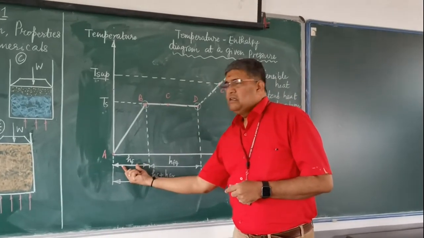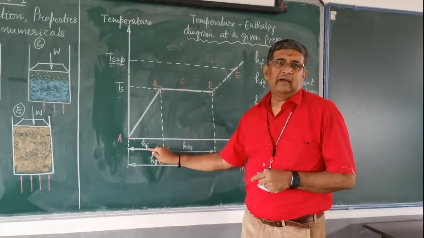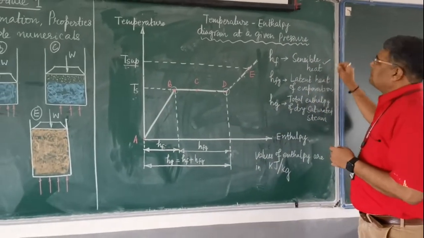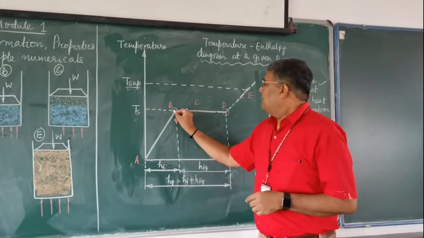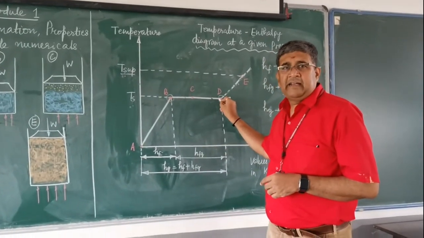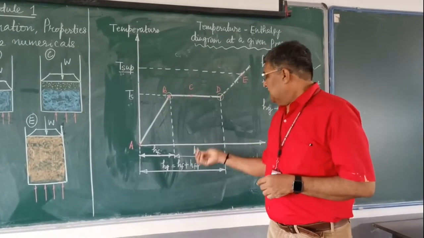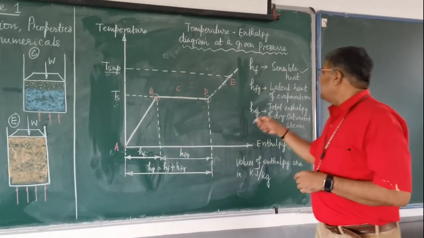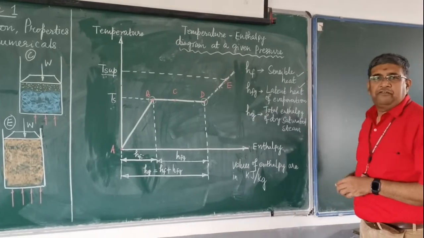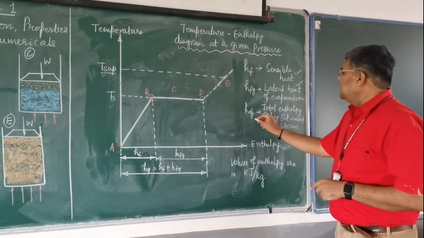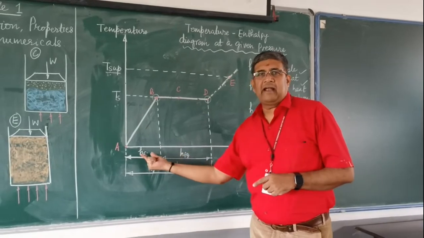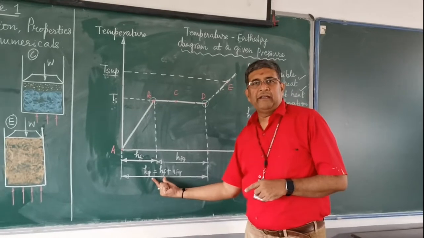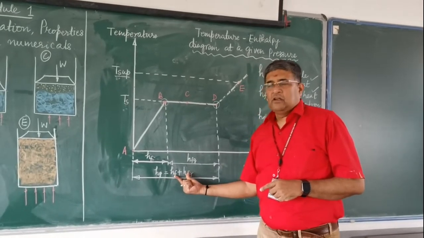heat which is added is denoted as HF, H suffix F, and it is called the sensible heat. Then from B to D, even though we have added heat, there is no rise in temperature. It is called HFG, that is H suffix FG, and that is nothing but the latent heat of evaporation. And Hg, if I add these two, that is the sensible heat and the latent heat of evaporation, I am going to get the total heat of dry saturated steam.